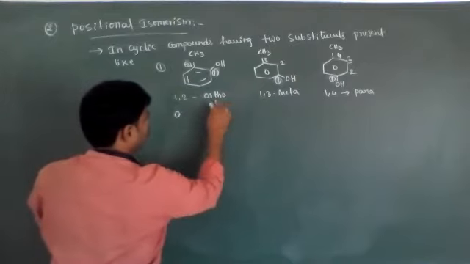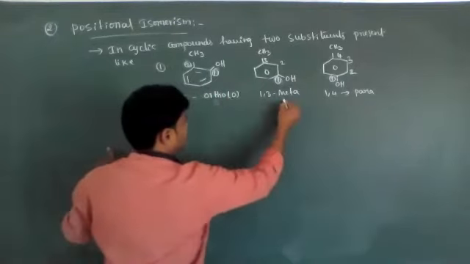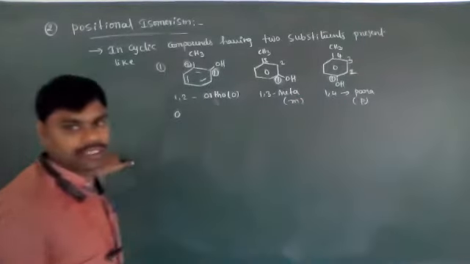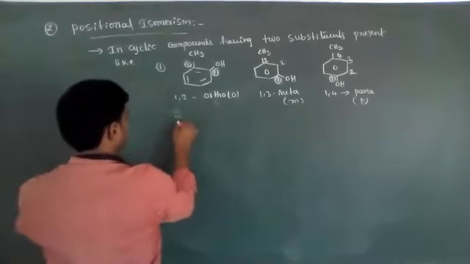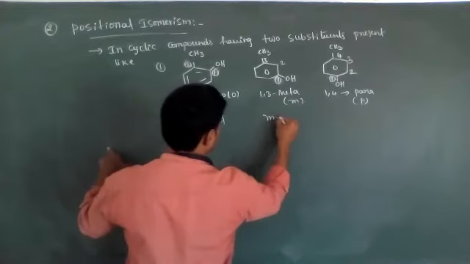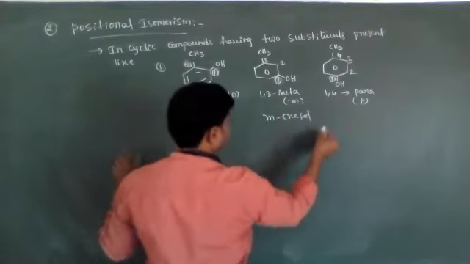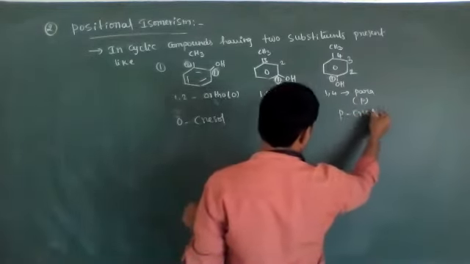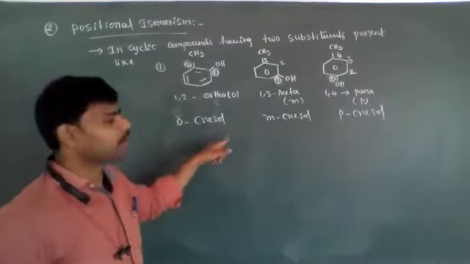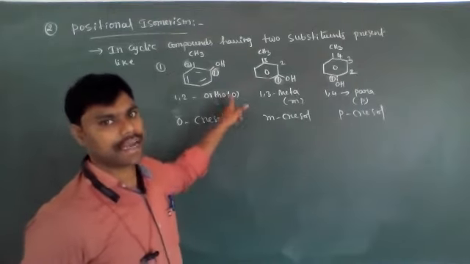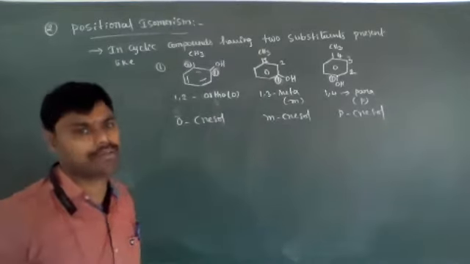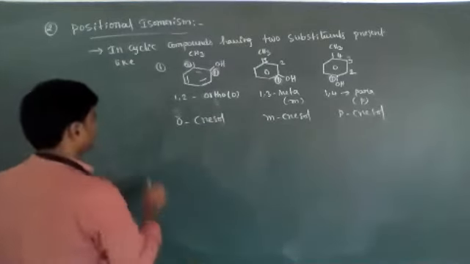Its symbol is O. Metacresol symbol is small m. Paracresol symbol is P. That's why this name is orthocresol, this name is metacresol, and this name is paracresol. Okay, students, these common names you also remember, and these structures will come in the second PUC alcohol, phenol, ether compounds chapter.